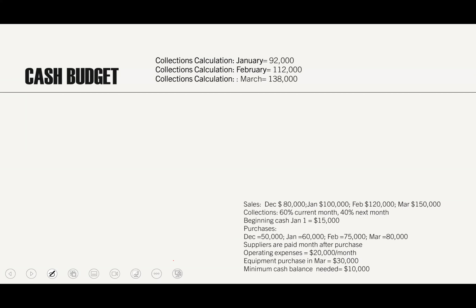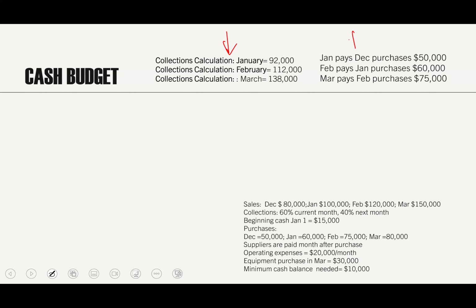So I have copied a whole bunch of data from different sources here. What you see here at the bottom are the different sales and other information given to you. What I have copied here are the cash collections that I have made on the previous slide, and here are all the cash payments that I am making on the previous slide. Now it is time to put together the whole cash budget.